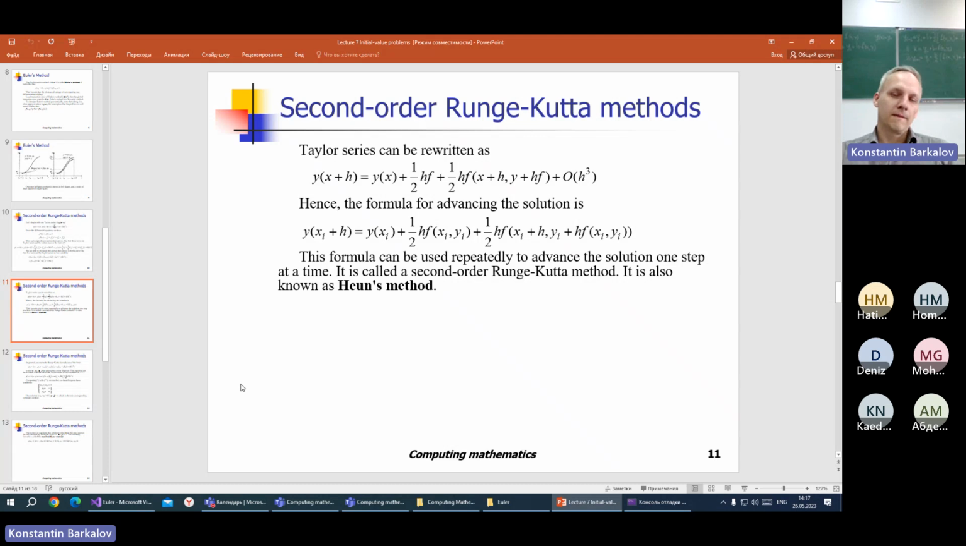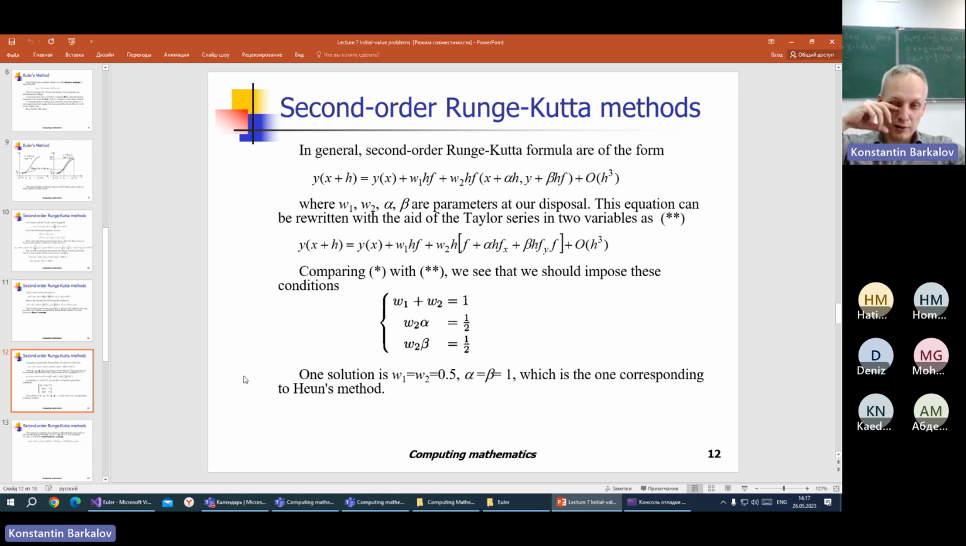This is one of the second order methods. But in general, there is a so-called family of second order Runge-Kutta methods. We can write a formula in the following form, where W1, W2, alpha, and beta are parameters at our disposal.